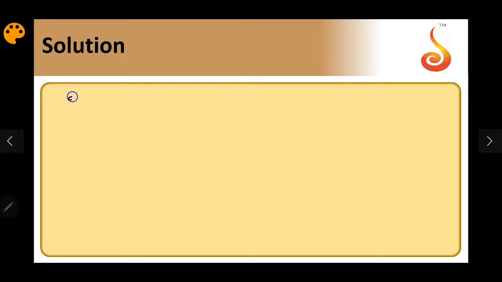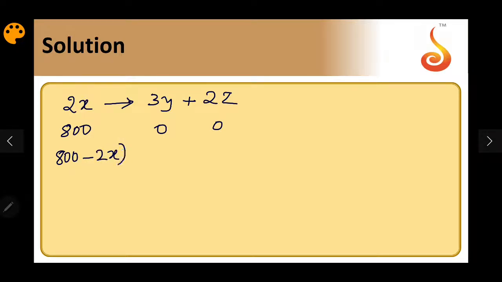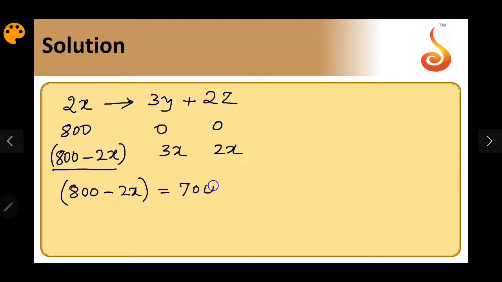The equation is 2X gives rise to 3Y plus 2Z. Initially it is 800, and this is 0, this is 0. So at time t, 800 minus 2x, if I take, this will be 3x, this will be 2x. What is given? This is going to be equal to 700. 800 minus 2x is the partial pressure of X, which is equal to 700. So 2x is equal to 100, x is equal to 50.